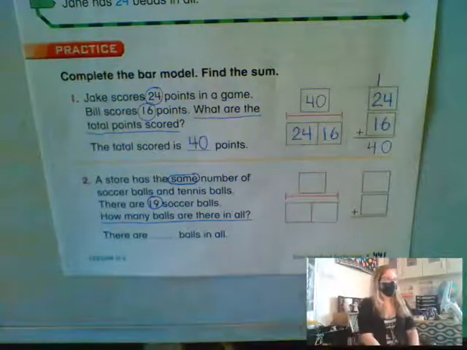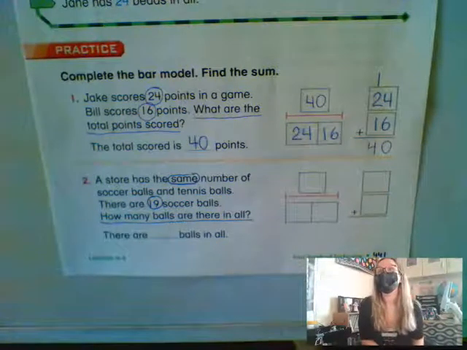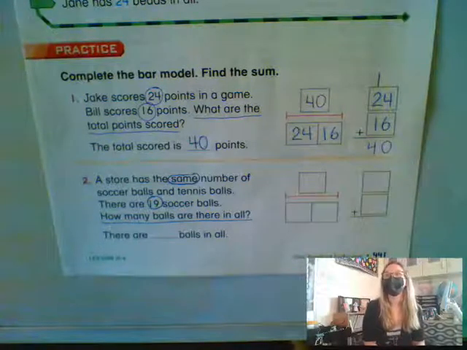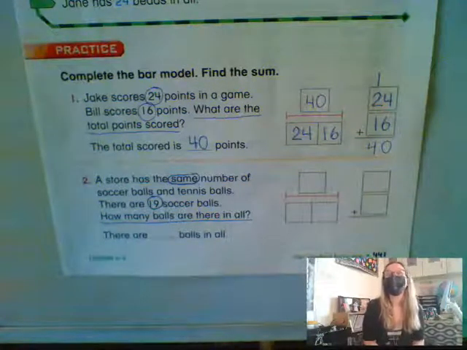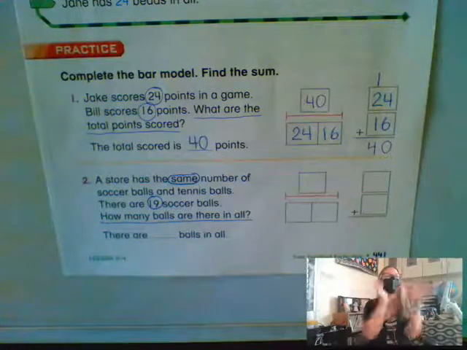5. Ooh, Nelly. I have 19 soccer balls. And you have the same amount of tennis balls. So how many tennis balls do you have? What's the same as 19, Isaac? 19. Ah, there it is. Everybody say good job, Isaac.